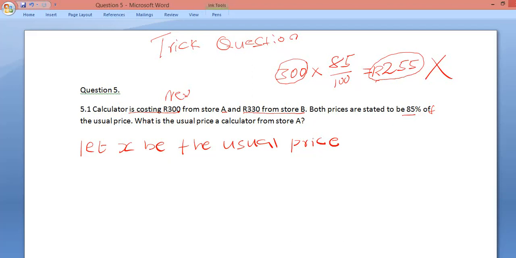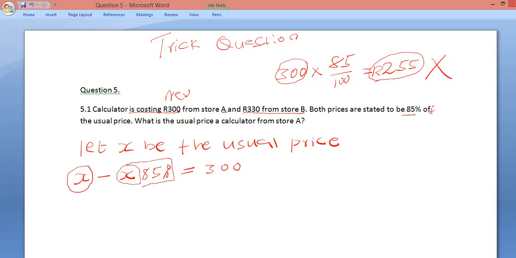What else can we do here? They're saying that X minus 85% of X, so 85% of X is equal to 300. So this is an X amount, the calculator was this X amount, and they reduced it by 85% of this X amount.